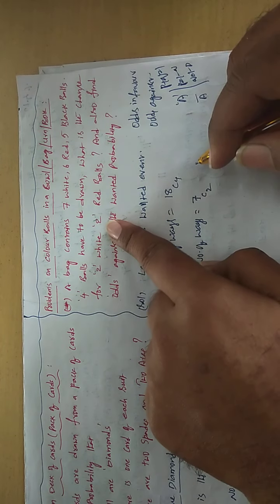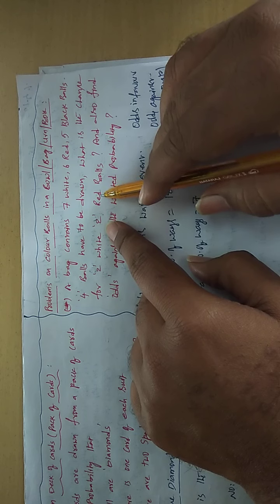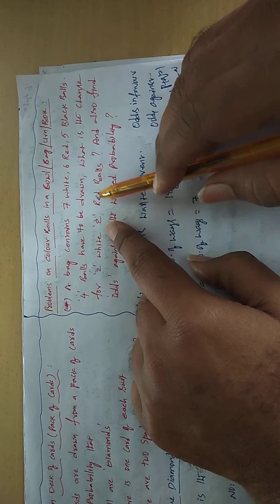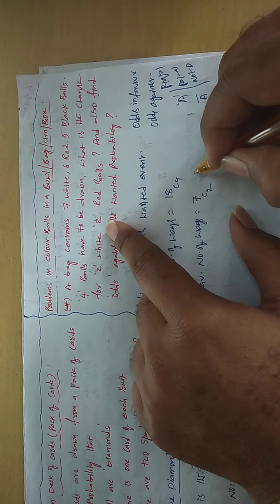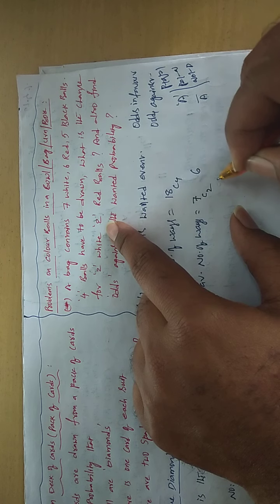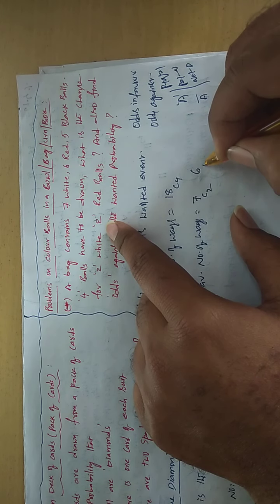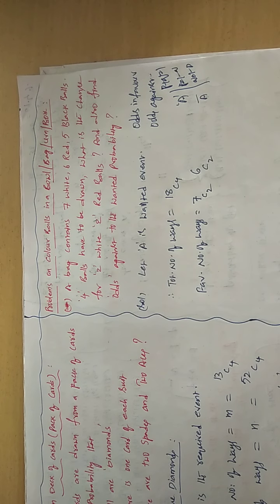And 2 more balls have been drawn, but those 2 balls are what color? Red color balls. So red color balls can be selected from red color balls only. So how many red color balls actually exist? 6. From these 6 red color balls, how many ways can you pick 2 red color balls? 6C2. Understand?